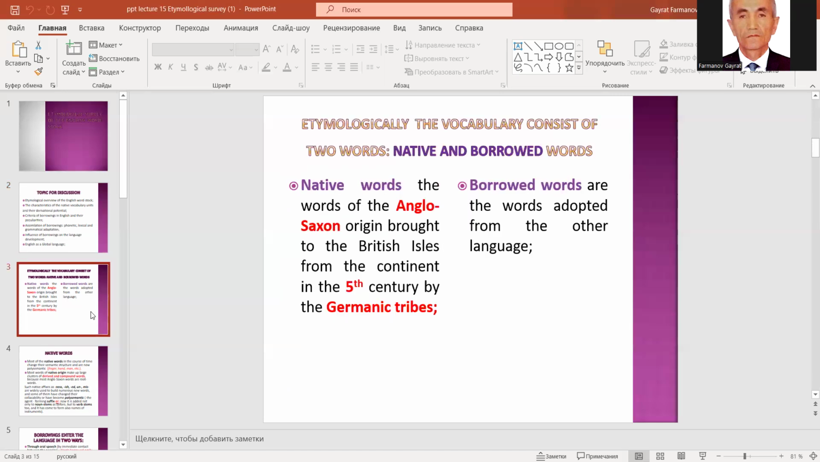Etymologically, the vocabulary consists of two groups of words, native and borrowed words. Native words are the words of Anglo-Saxon origin, brought to the British Isles from the continent in the 5th century by the Germanic tribes. Borrowed words are the words adopted from other languages.